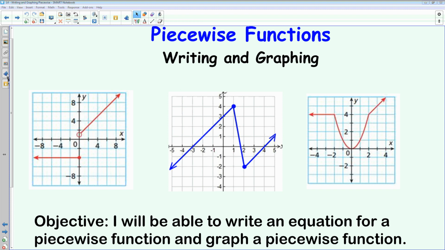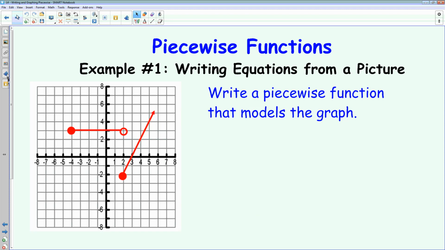Hey everyone, in this video we're going to learn how to write piecewise functions given a graph, and we're going to learn how to graph piecewise functions given the equation. So let's talk about writing equations from a picture.